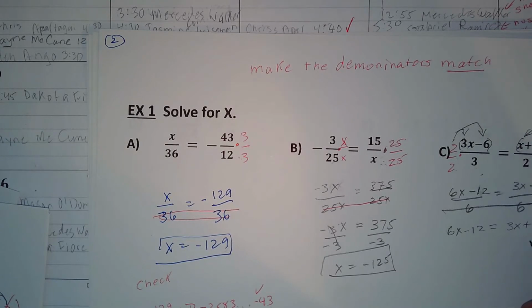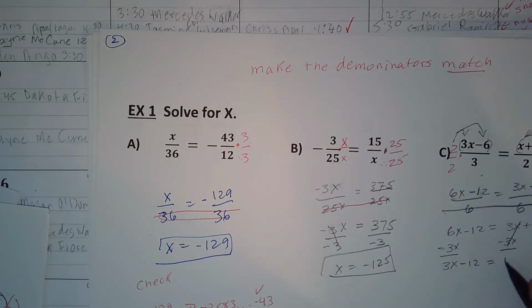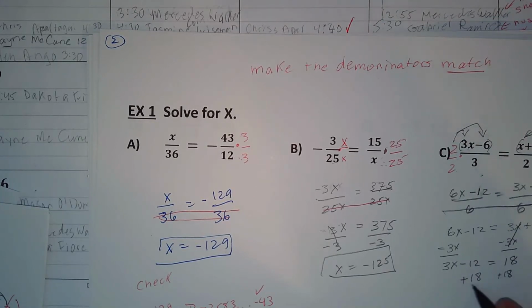And then I'm going to subtract 3x from both sides to get all the x's together. You know, all my x's live in Texas. 3x minus 12 then equals, cancels, 18. And then I add 18 to both sides. And so that, subtract 18 from both sides.